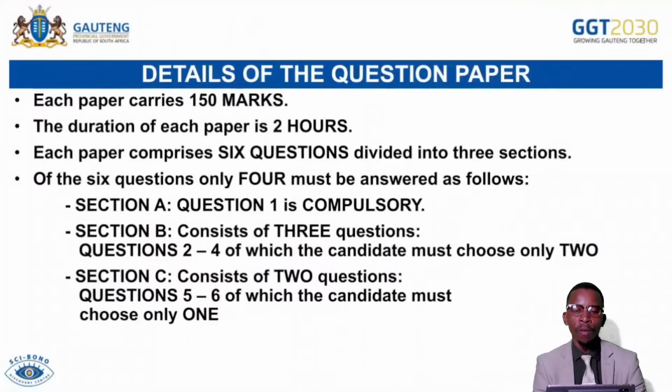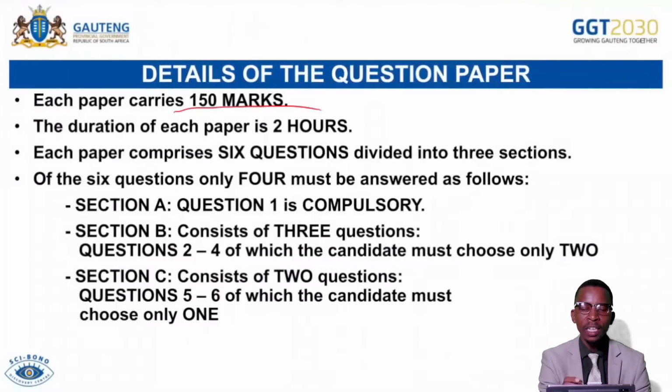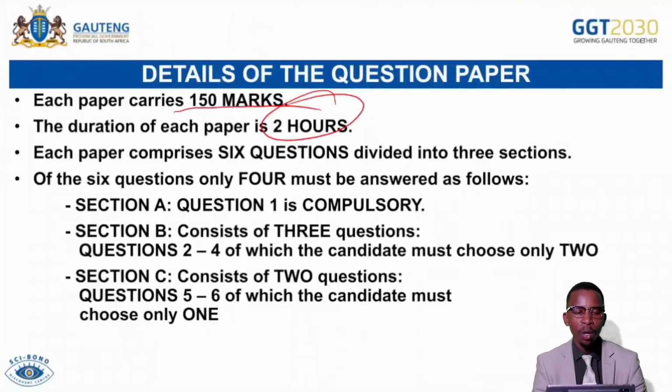And then details of the question paper. Each question paper carries 150 marks. So you will be writing out of 150 marks. And then the duration of the question paper is 2 hours. Each paper comprises 6 questions divided into 3 sections.